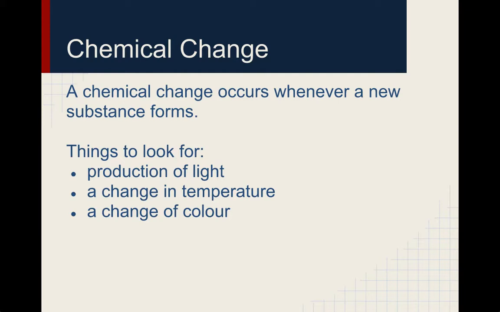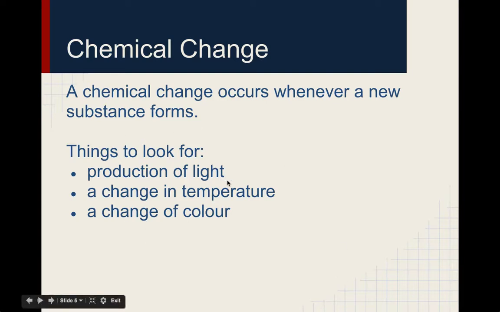It's chemically bonded in a different way. So right down to the atoms, it's changed shape. The atoms bond differently, and so when that happens, you get a chemical change. Now, it's hard to see atoms. So how do you know a chemical change has actually happened? Well, these are the things to look for.